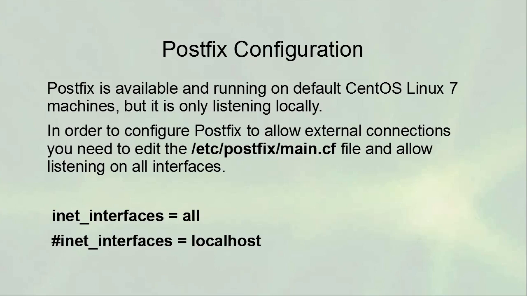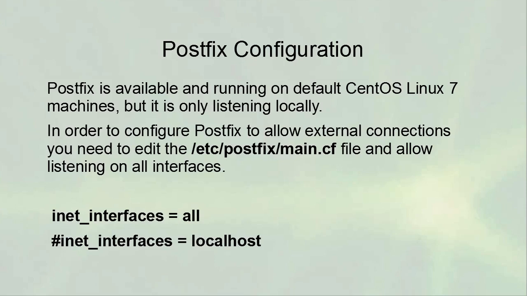Normally you write cron jobs that have no output unless there's an error, and then they produce output and it gets emailed to the administrator. But if you wanted to do more than just listen locally, you need to make some configuration changes. In order to configure postfix to allow external connections, you need to edit the /etc/postfix/main.cf file and allow listening on all interfaces.